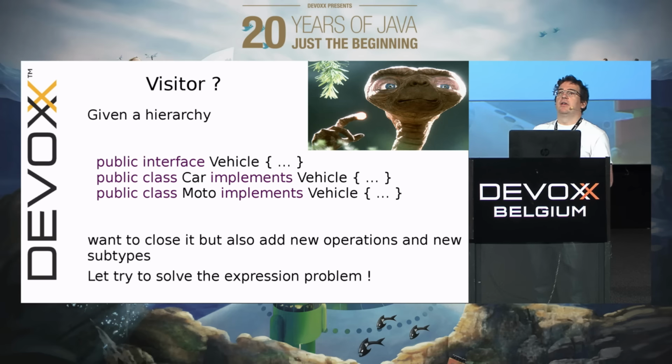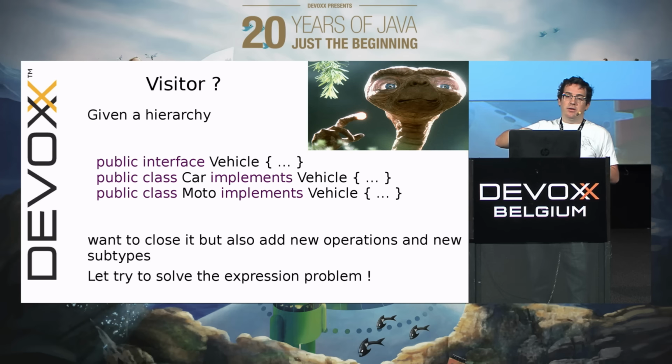You can see the visitor as a way to compare functional programming and object-oriented programming. In object-oriented programming, you let the user add subtypes. The way you extend things is by adding a new representation. In functional programming, what you do is more to say, I have only a vehicle that can be either a car or a moto, but I will not let my user add a new subtype or a new type for this thing.